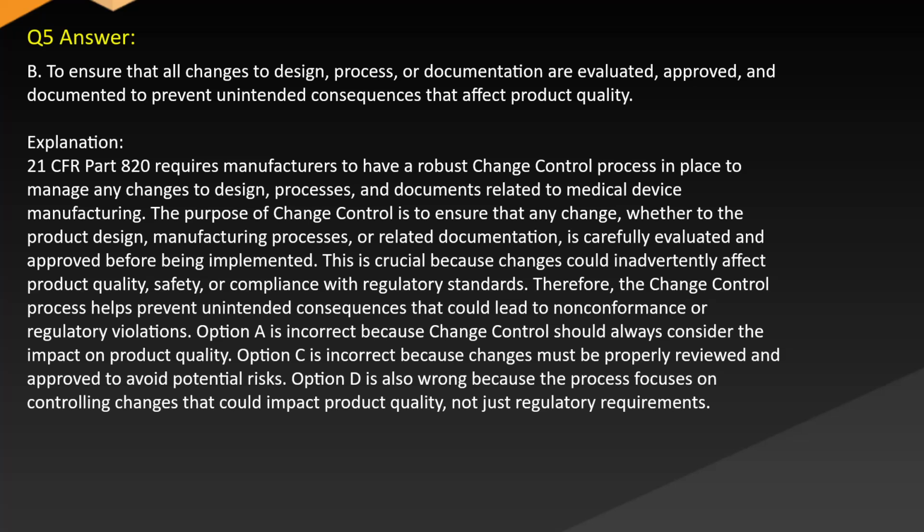This is crucial because changes could inadvertently affect product quality, safety, or compliance with regulatory standards. Therefore, the change control process helps prevent unintended consequences that could lead to nonconformance or regulatory violations. Option A is incorrect because change control should always consider the impact on product quality. Option C is incorrect because changes must be properly reviewed and approved to avoid potential risks. Option D is also wrong because the process focuses on controlling changes that could impact product quality, not just regulatory requirements.